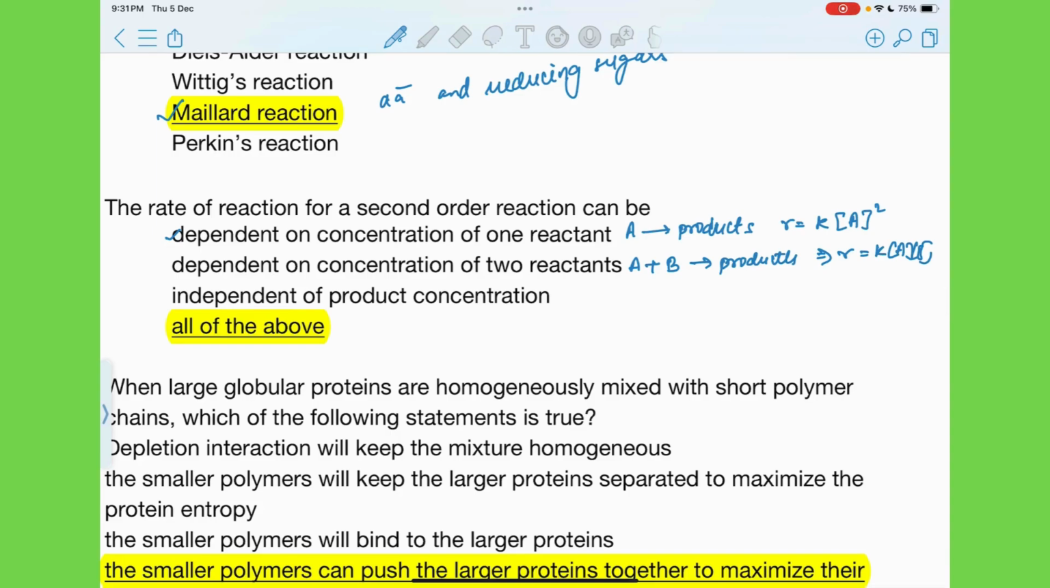Independent of product concentration, this is partially true until equilibrium reaches, or it involves reversible steps. So the correct option is option number 4, all of the above.